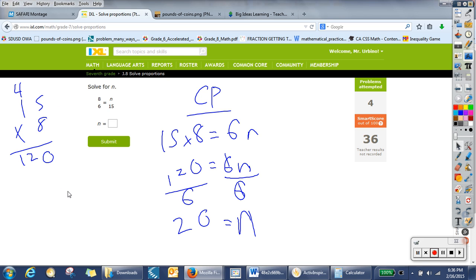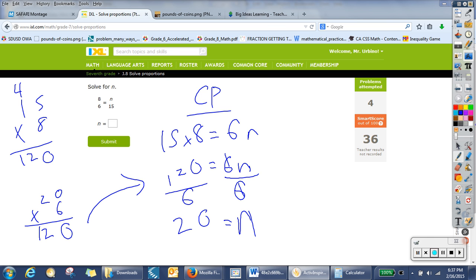Just to be on the safe side, I can check my work. 20 times 6. Because remember, if you multiply the numbers that you get from your division problem, that's how you check to see if you have the right answer. 6 times 0 is 0. 6 times 2 is 12. 120. That is the number that I got. Good. So, my n, again, is equal to 20.